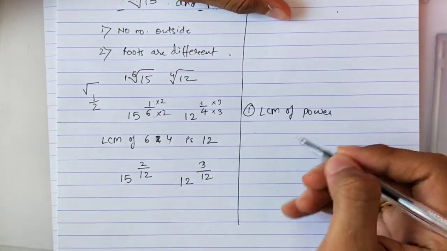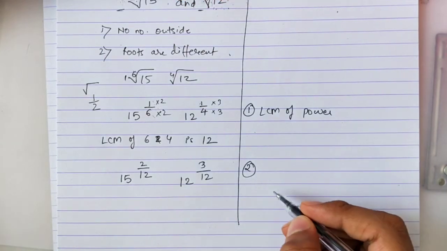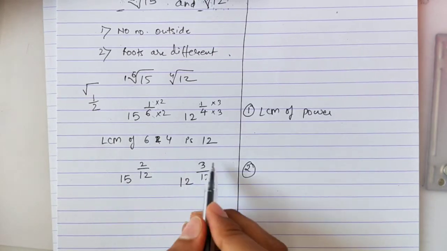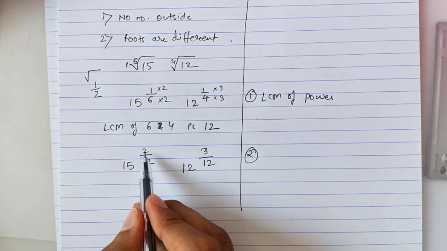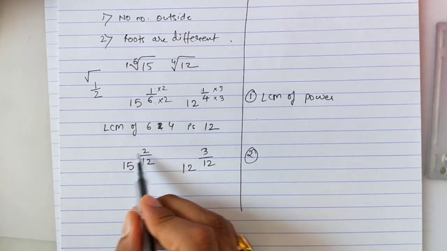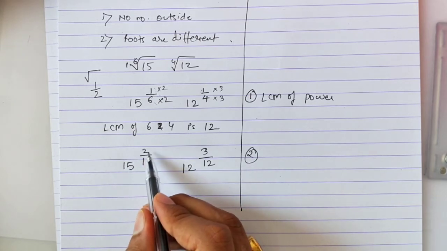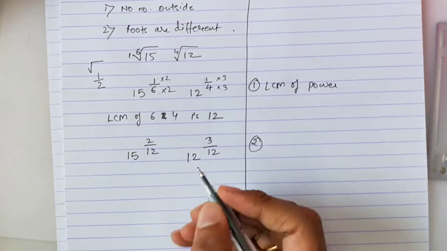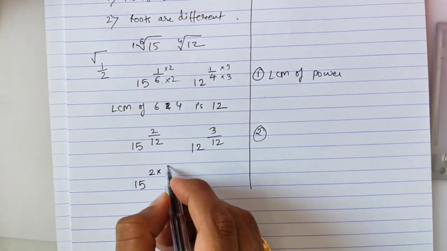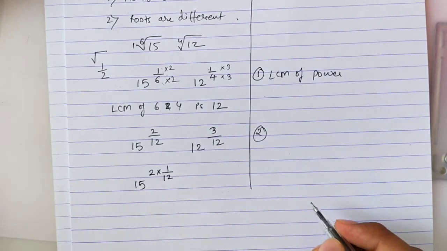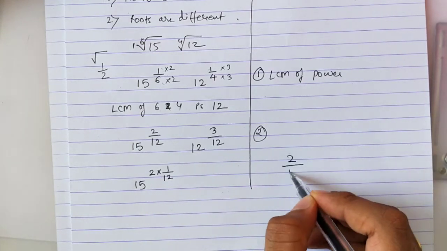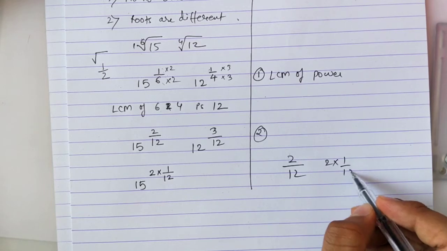LCM of powers. Now the second step is, you got the denominator same in the power, 12, but the numerators are different. So what we'll do, we'll separate this numerator. We'll write this numerator on the side. We'll remove this numerator from the fraction. How? See, in the simple manner, this 2 upon 12 can be written as 2 into 1 upon 12. Okay, 2 is in the numerator. So 2 upon 12 is nothing but 2 into 1 upon 12.